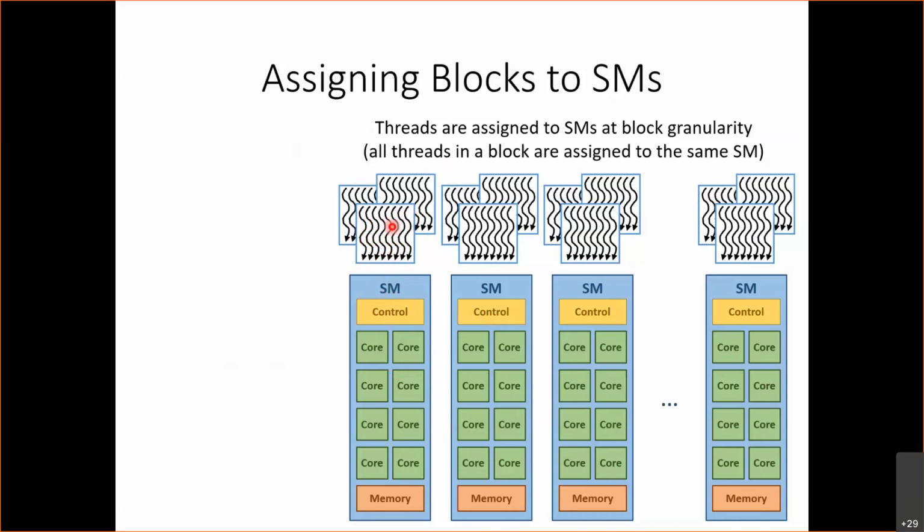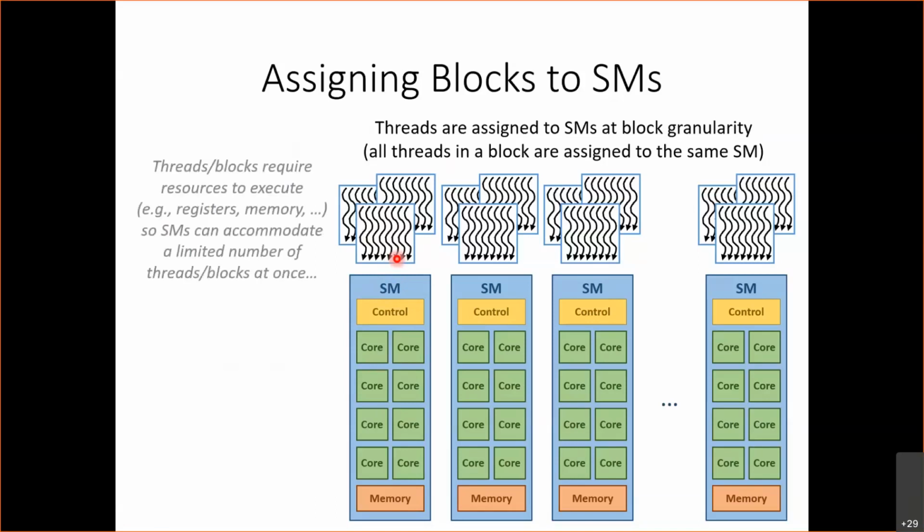Now, when these threads run on these SMs, they require resources. Every thread requires resources. They need things like registers. Maybe they reserve some memory. Maybe there are also some slots for thread-specific control data. So threads and thread blocks require resources to execute. So the SM can only accommodate a limited number of threads per block at once. Hopefully this answers the question from earlier: why is there a limited number of threads in a block?